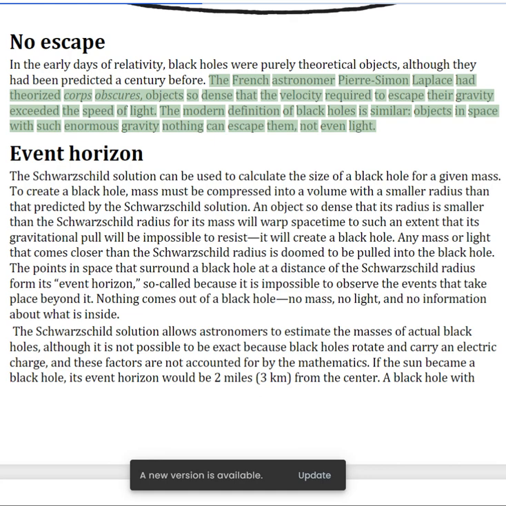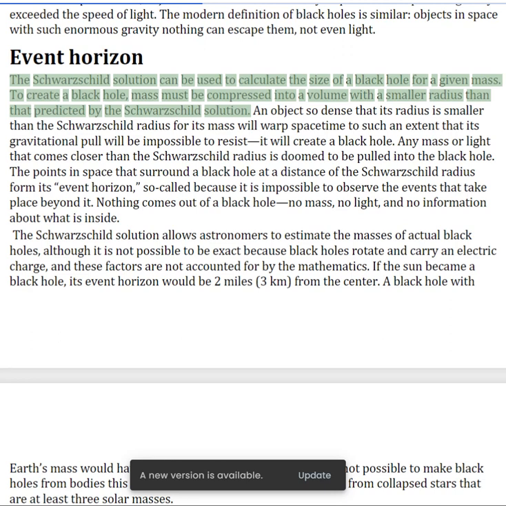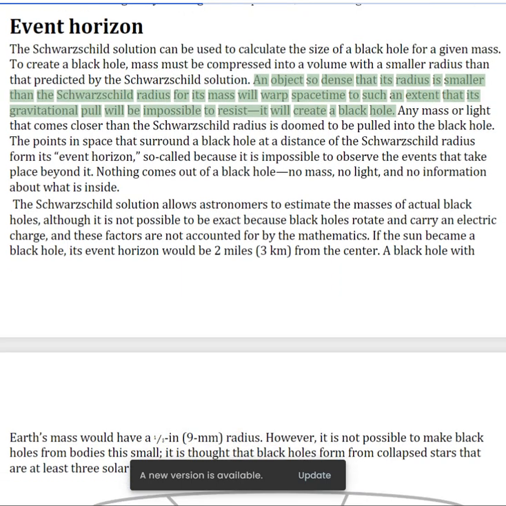Event horizon. The Schwarzschild solution can be used to calculate the size of a black hole for a given mass. To create a black hole, mass must be compressed into a volume with a smaller radius than that predicted by the Schwarzschild solution. An object so dense that its radius is smaller than the Schwarzschild radius for its mass will warp spacetime to such an extent that its gravitational pull will be impossible to resist. It will create a black hole.